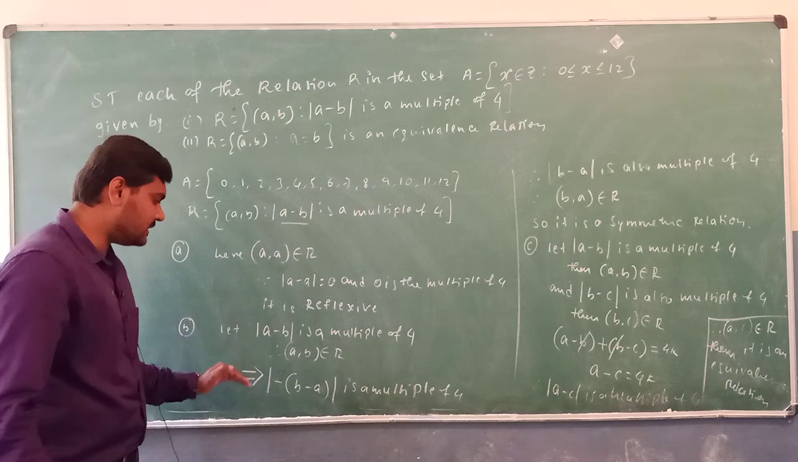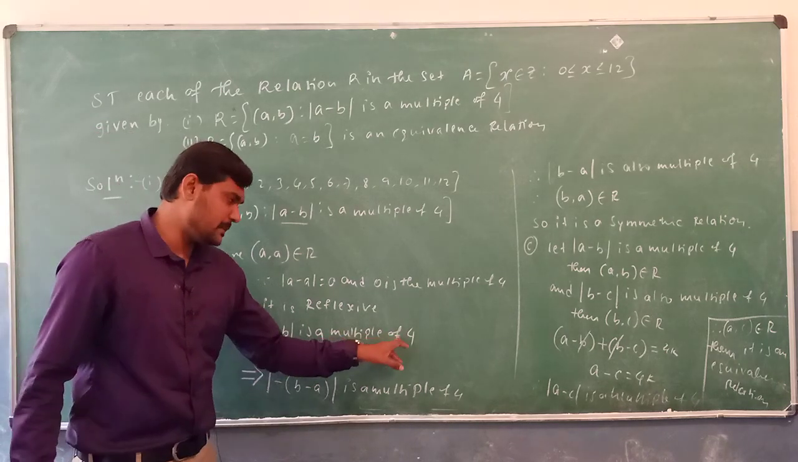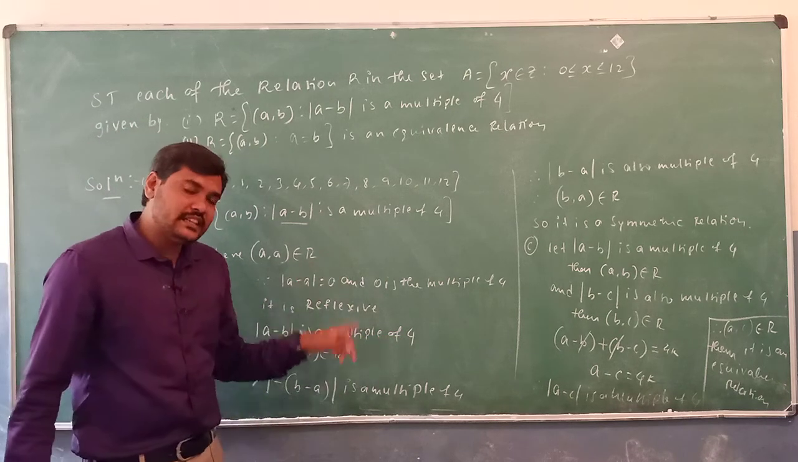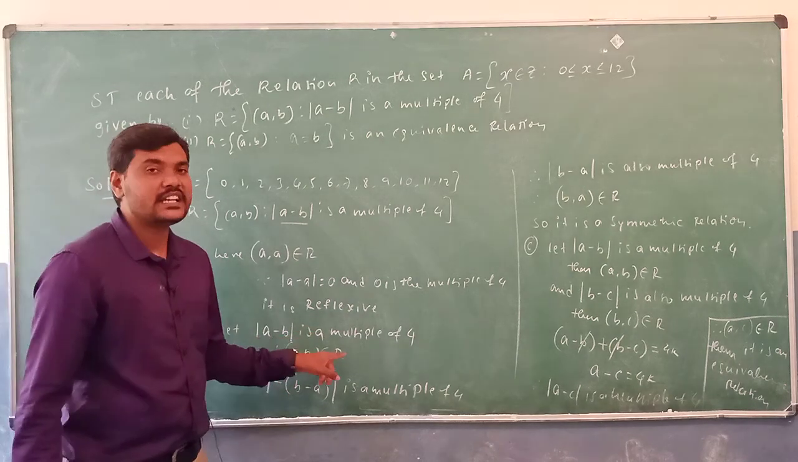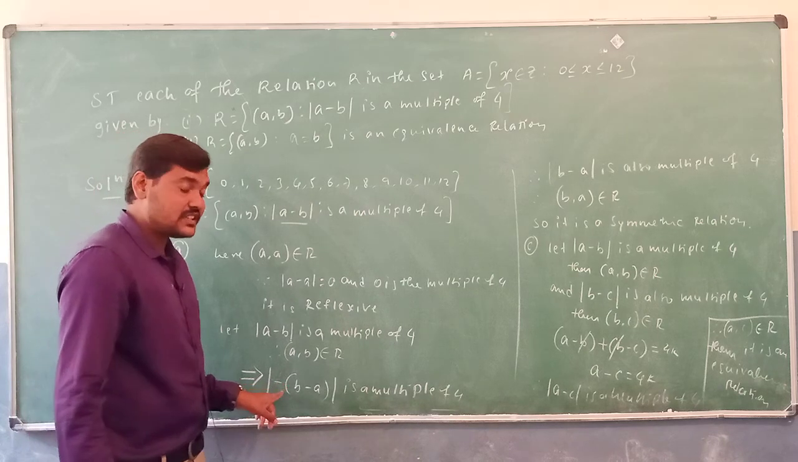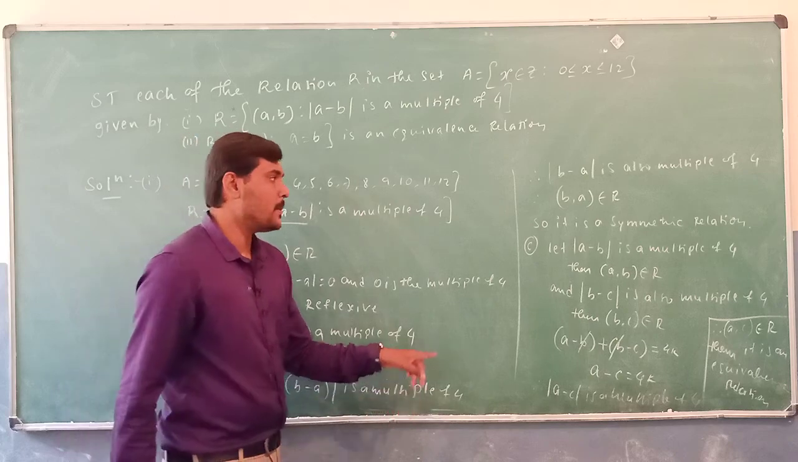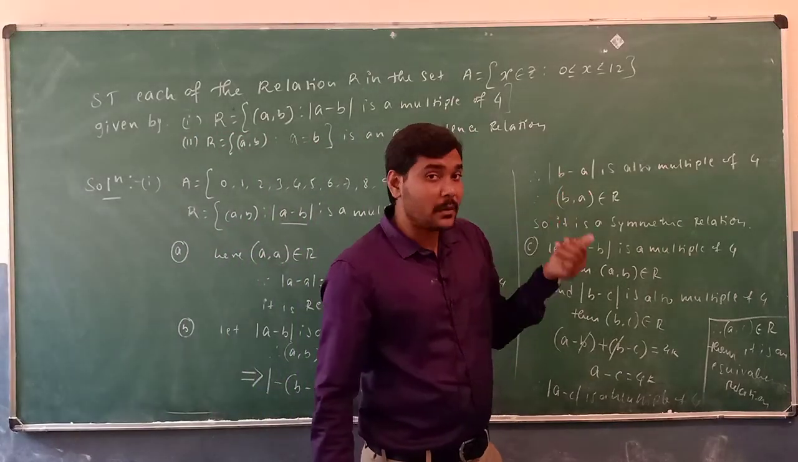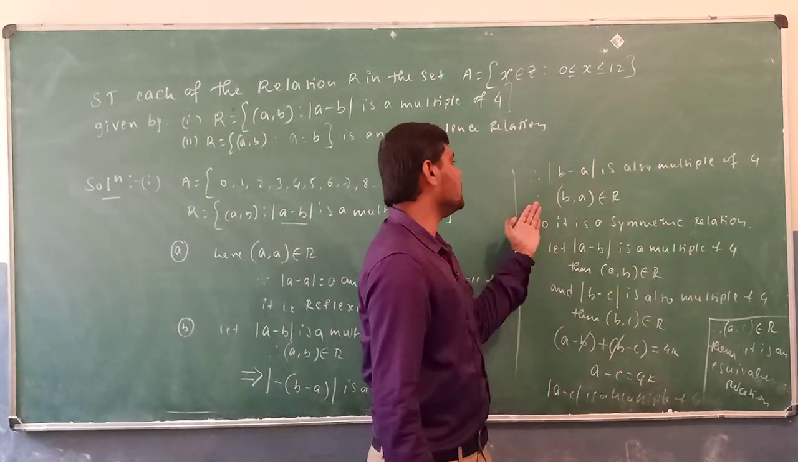Or you can say it theory oriented. Suppose let a minus b under the modulus be a multiple of 4, according to the given relation, a comma b belongs to the relation R. Suppose I am taking the minus a common here. So under the modulus b minus a is going to be a multiple of 4. Suppose it is going to be the minus sign, so under the modulus the minus sign is going to be the positive sign. So it is going to be a multiple of 4 again.